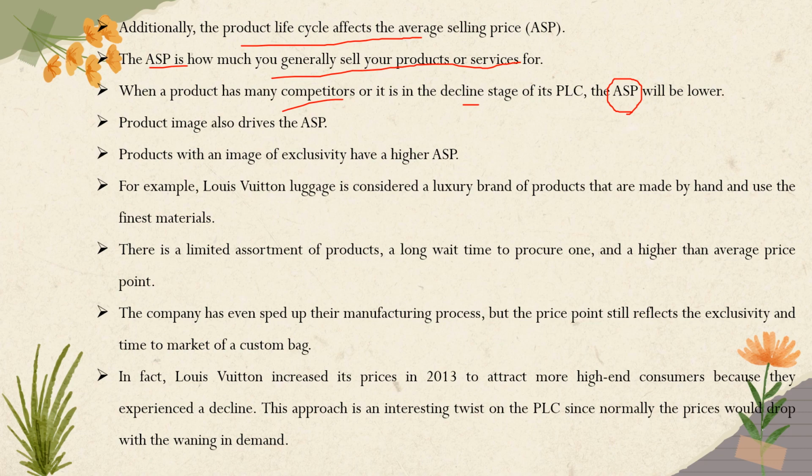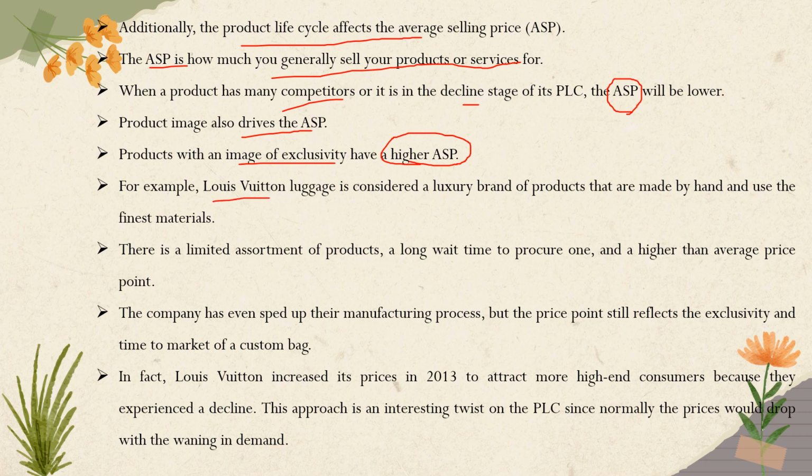Product image drives the ASP. Products with an image of exclusivity have a higher ASP. We know that if there is more exclusivity, more features, and every feature that we think of in our mind is available in a product, why would we want to change the product? Whatever price they are asking, we would definitely buy it.